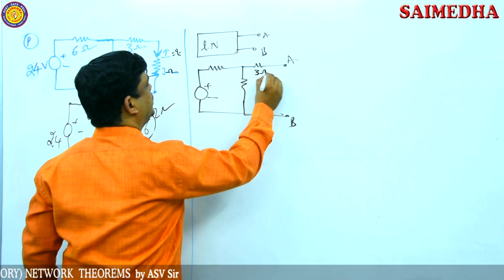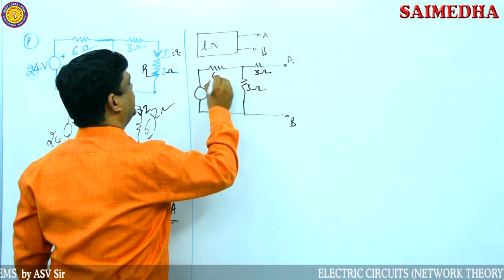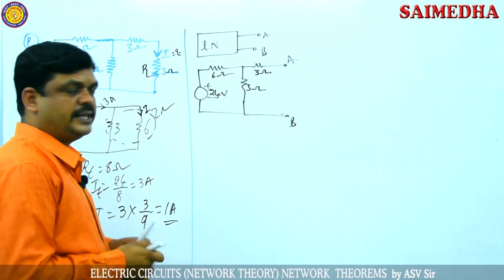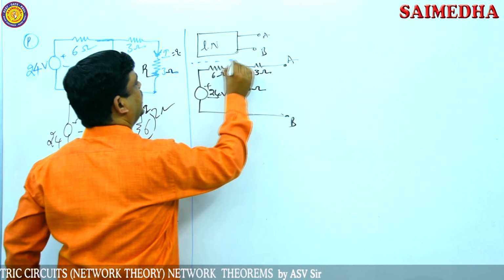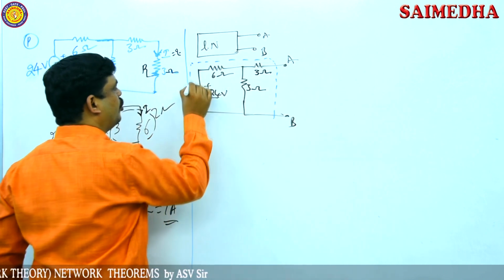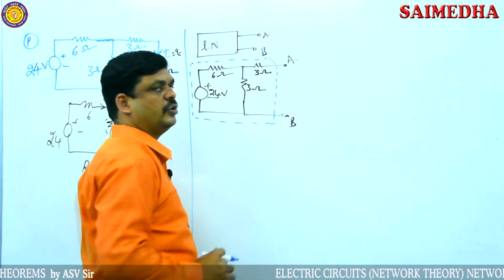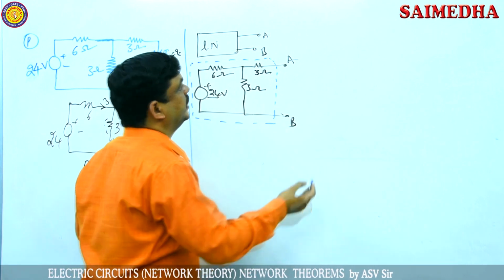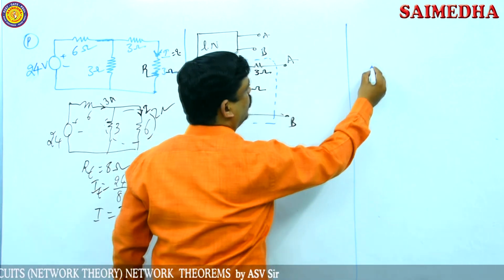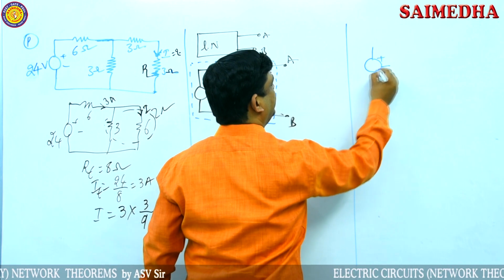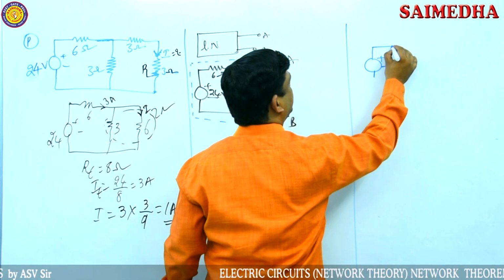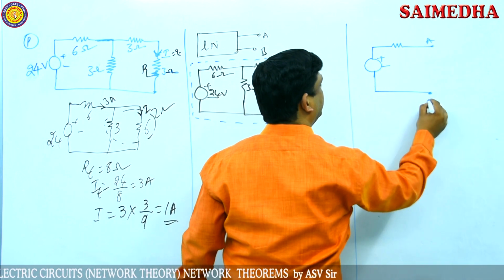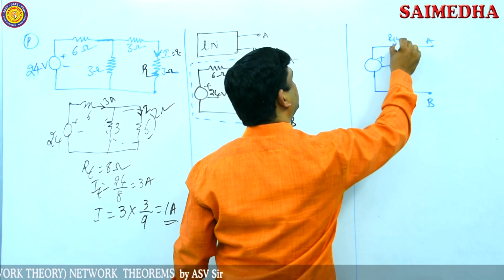So here a 3 ohms resistor, and here 3 ohms, and here 6 ohms is there. This is the 24 volt source. So now this acts as a linear network. The linear network is connected in between open circuit load terminals. Now replace this complete linear network with Thevenin's equivalent circuit. The Thevenin's equivalent circuit consists of one voltage source and one resistance. Both are in series. So this complete Thevenin's equivalent circuit is connected in between open circuit load terminals.